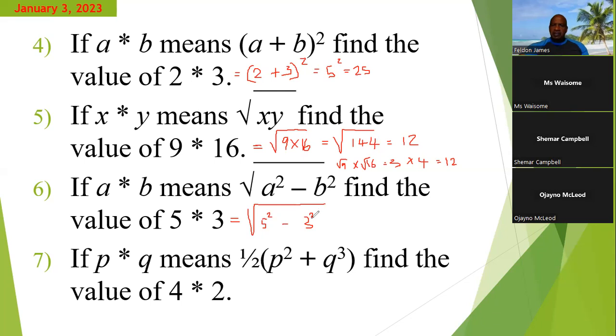All right, so what do we do next? Then you're gonna have 25 minus 9. Still have our square root sign. Square each of them, 25 for 5 squared, minus 3 squared, minus 9. So this becomes what? 16, sir. Square root of 16 is 4, which is equal to 4. Yes, sir.